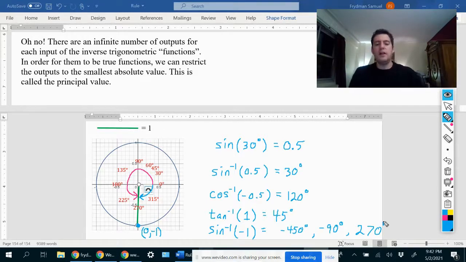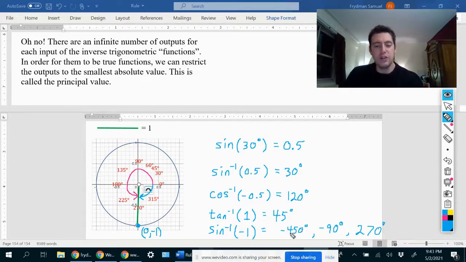Now, my principal value is going to be the number with the smallest absolute value. Now, the smallest number here that I've written is negative 450. Negative 450 is less than negative 90 and is also less than positive 270, of course. So out of the three numbers that I wrote, negative 450 is the smallest one, but it is not the number with the smallest absolute value.